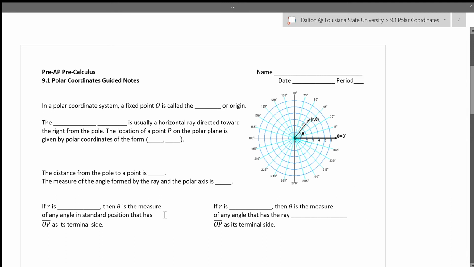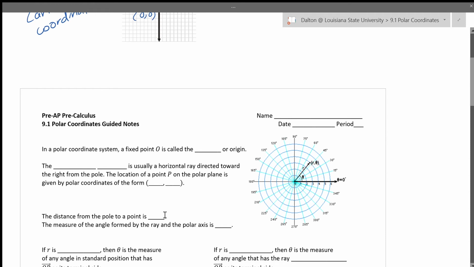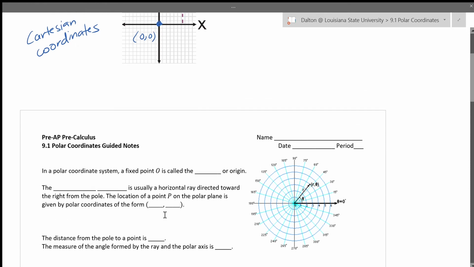In a polar coordinate system, a fixed point O is not only called the origin, that one's kind of the obvious one, but in this case, it's also called the pole. Okay, so our origin here, let's actually write it on the graph as well. The pole is called O.